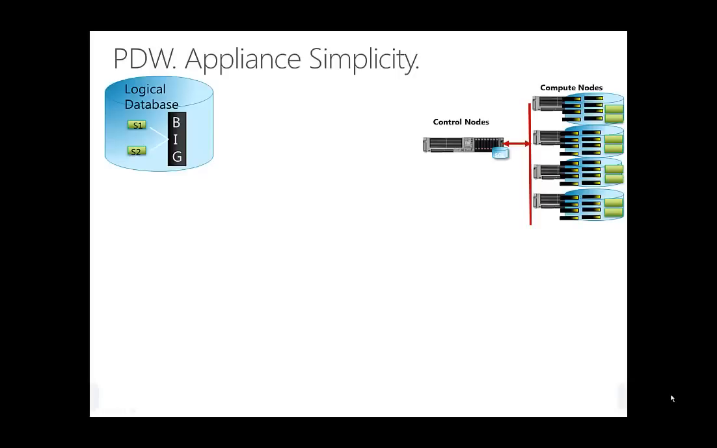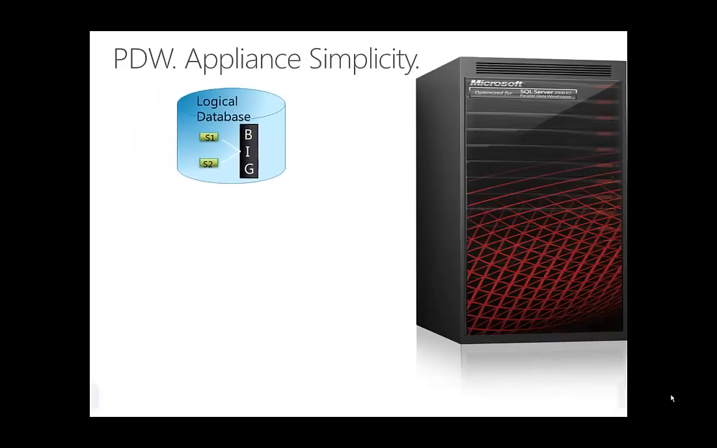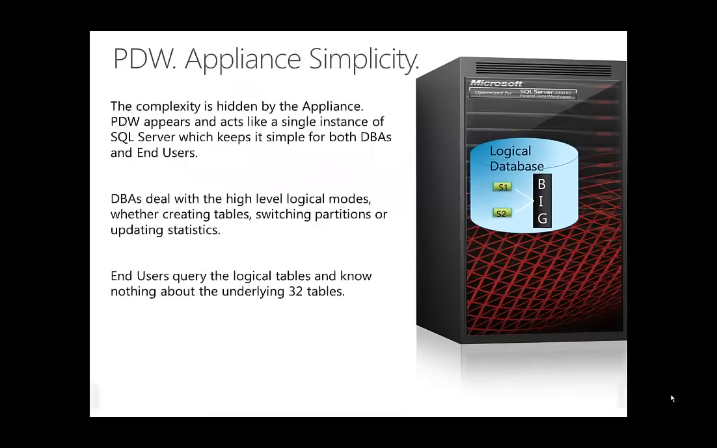So in some ways, it might seem like we have some extra complexity here. I had 3 tables, small 1 and 2 and big, but yet on the appliance, it's actually 40 tables. But the key is the complexity is hidden by the appliance. To the end user, they're just thinking about that logical database. They're writing a query from Excel against their big table, not the 32 tables underneath. The DBA, if they need to create statistics on the big table, the control node turns that into the individual 32 create stats that are required.